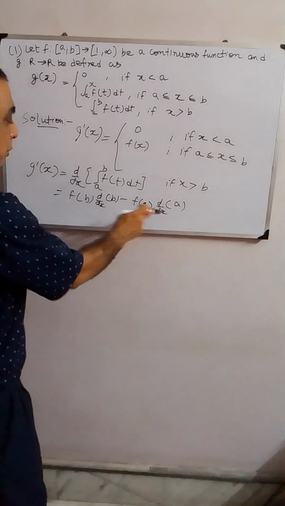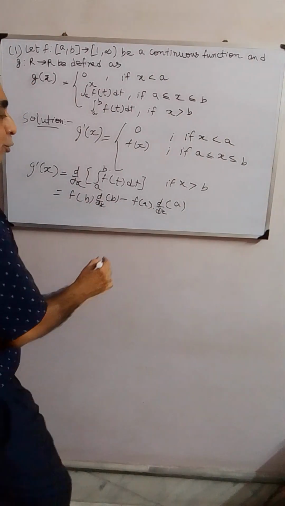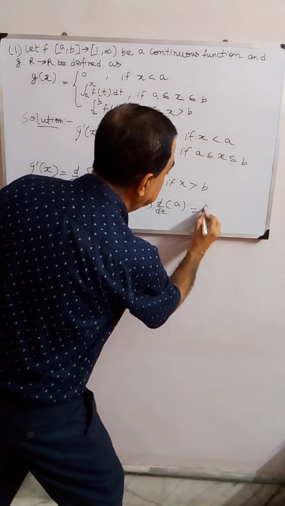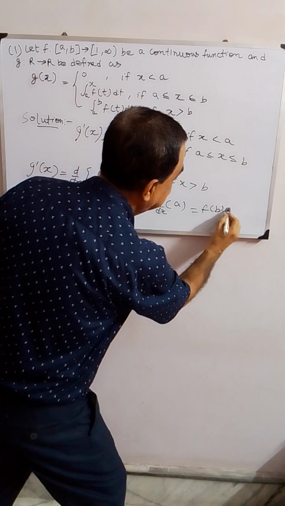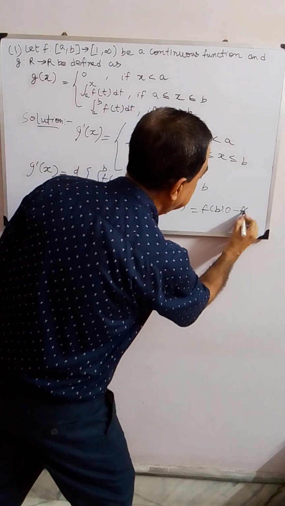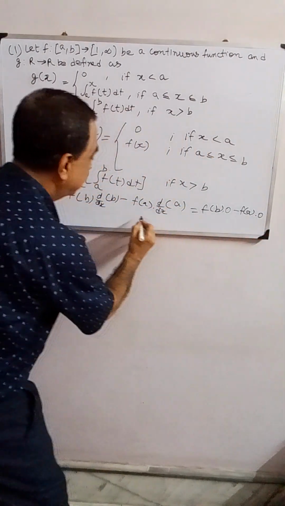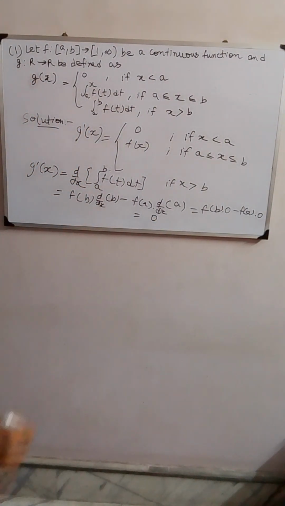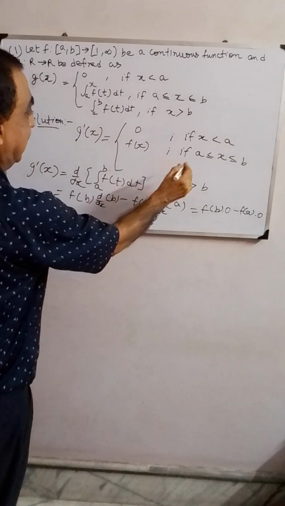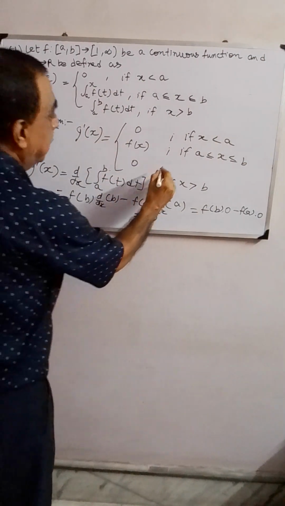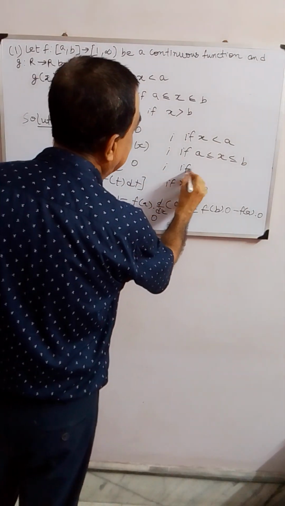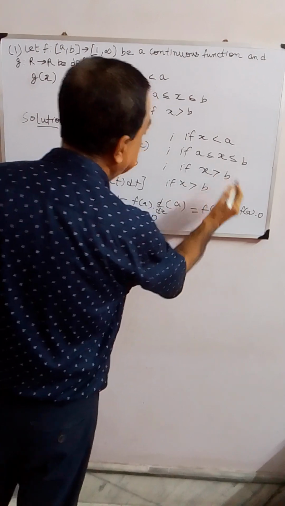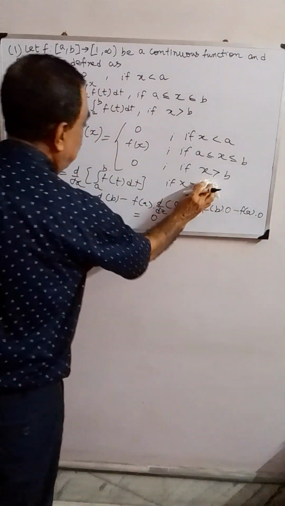So their d/dx will be equal to 0. So this will become fb multiplied by 0 minus fa multiplied by 0. So ultimately the whole value will be 0. So g'(x) will become 0 if x is greater than b.